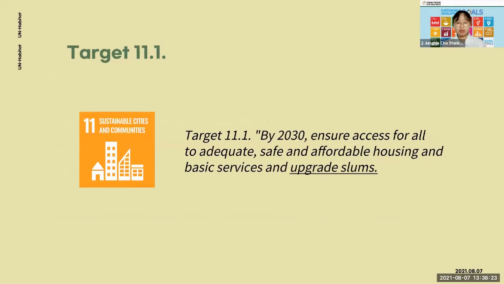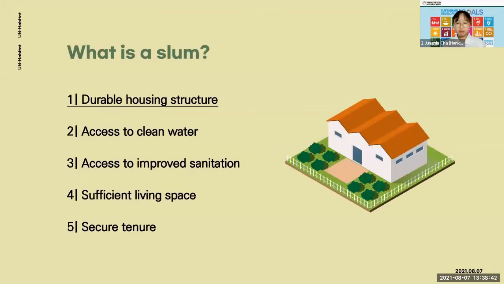Sustainable Development Goal 11's Target 11.1 is, by 2030, ensure access for all to adequate, safe, and affordable housing and basic services and upgrade slums. So in our presentation about UN Habitat, we want to talk about the challenges that people in slums face and the solutions to this problem. Before we go any further, we have to ask, what exactly is a slum?